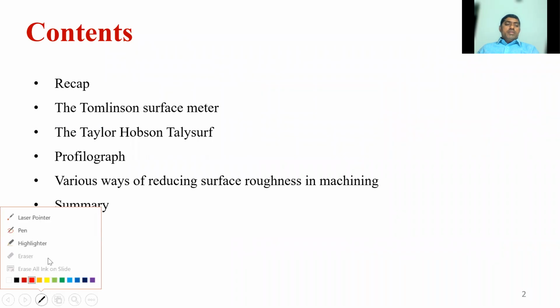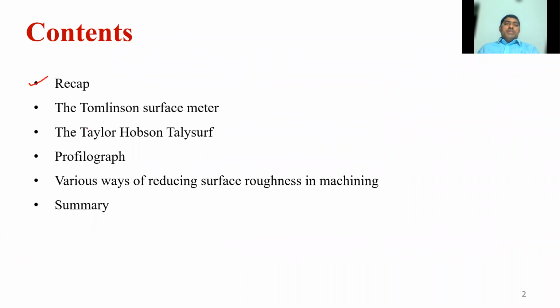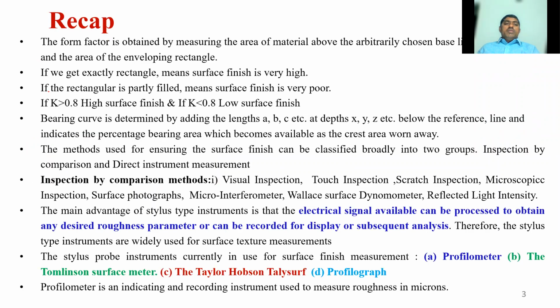So the contents of today's topic are recalling of lecture 3, and then I will discuss the Tomlinson surface meter, and then the Taylor-Hobson Talysurf roughness meter, and then the profile of the surface roughness in machining, and then we will summarize today's topic contents.